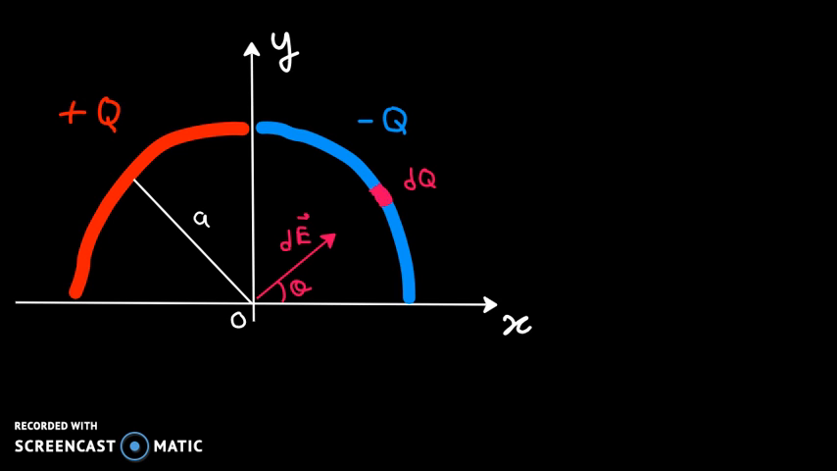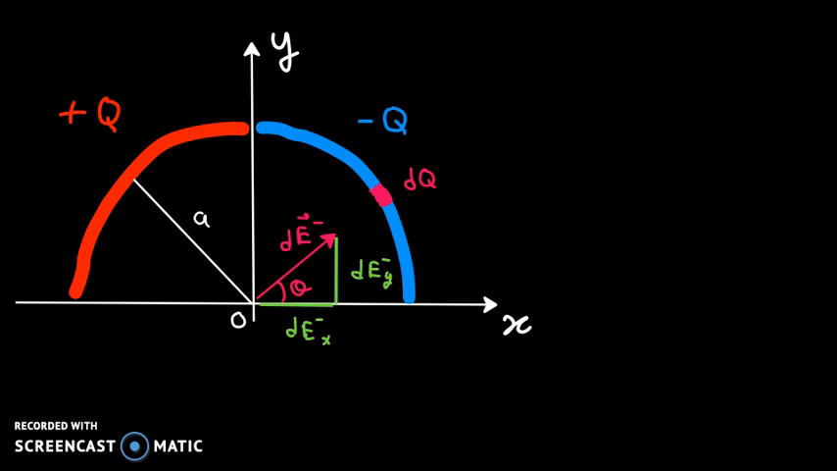Now in this problem, it is convenient to use theta as our integration variable because the position for each dq can be easily expressed using theta. Also, the components of dE will depend on theta, right? As theta goes from 0 to 90 degrees, the x component of the electric field will get smaller and the y component will get larger. So the components depend on theta, and the position of each point dq can be expressed in terms of theta. We choose theta as our integration variable.